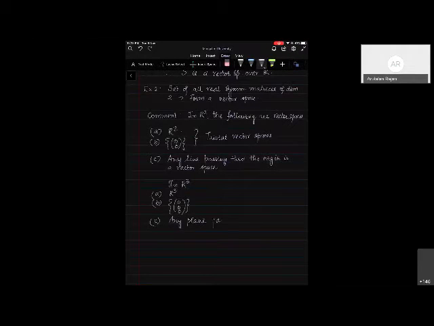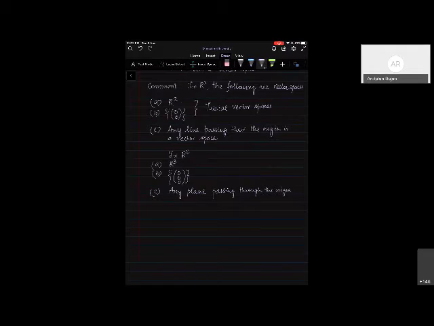I said that in R2, any line passing through the origin is a vector space, therefore in R3 also the same holds. Any line passing through the origin is a vector space. These are the properties of vector spaces that you have. So you have lines passing through the origin.